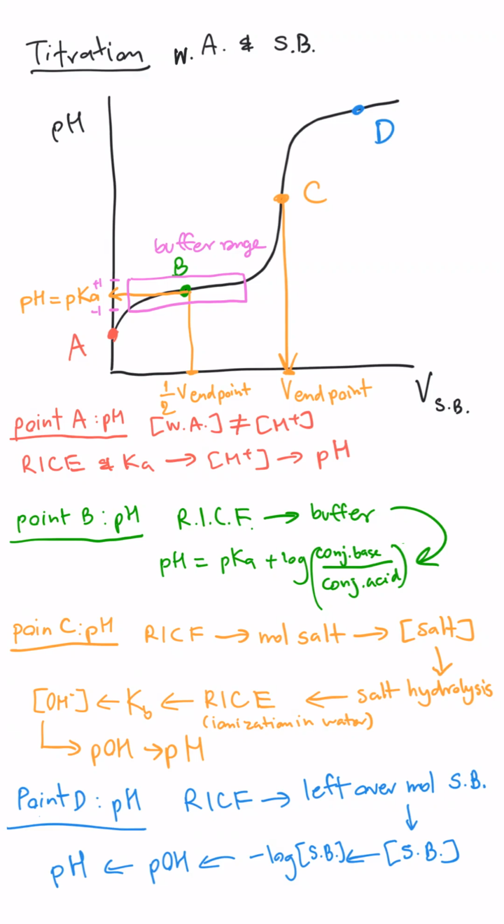For point D, you are going to react acid and base again. So you will need to set up a RICF table to find out how many moles are left in the solution. And you will discover that the amount of moles left in the solution would be the moles of strong base. Then you will need to convert the moles of the strong base into the molarity of the strong base. Because the strong base gives off 100% of hydroxide ion, if you take the negative log of the concentration of the strong base, you are going to get pOH and convert that into pH.